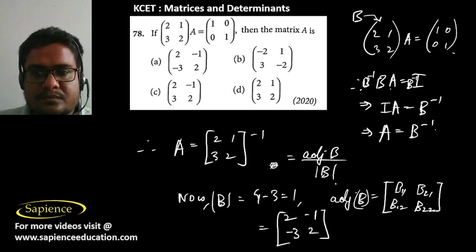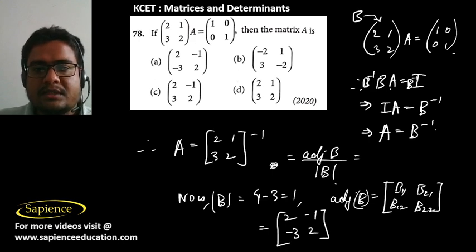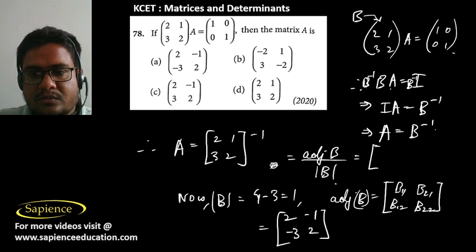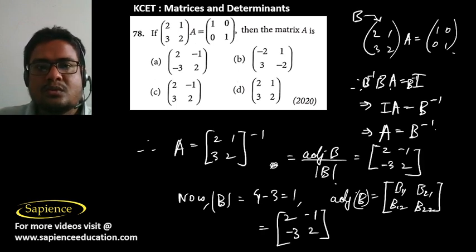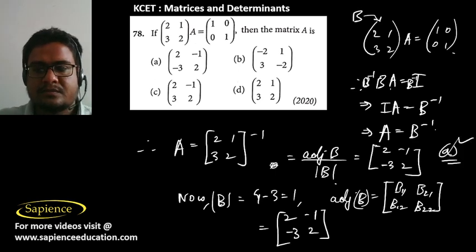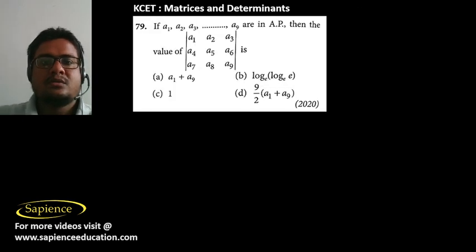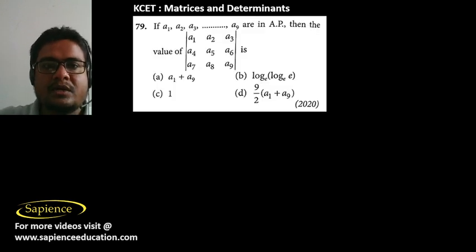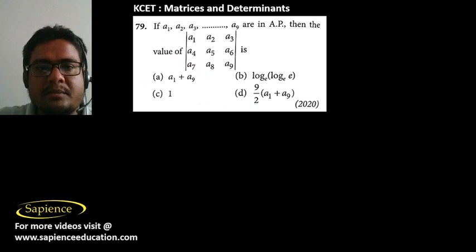So therefore A is this matrix only, it is [2, minus 1; minus 3, 2]. So option A is the correct answer. Then question number 79. It is told if A1, A2, A3 till A9 are in AP, then the value of this matrix is.